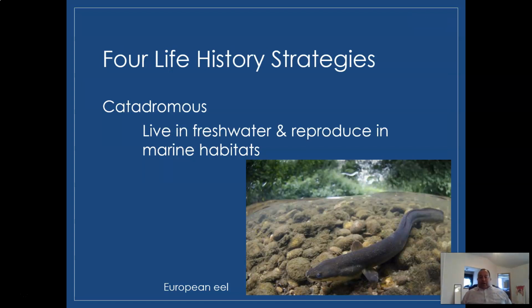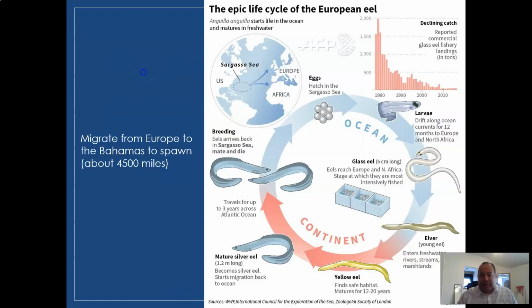So the last of our 4 life history strategies, so resident, marine, anadromous, and now catadromous. So catadromous fish live in freshwater and reproduce in the marine habitat. So kind of the opposite of the anadromous. And so a European eel is a good example of this one.